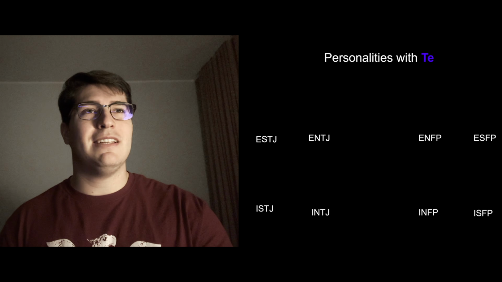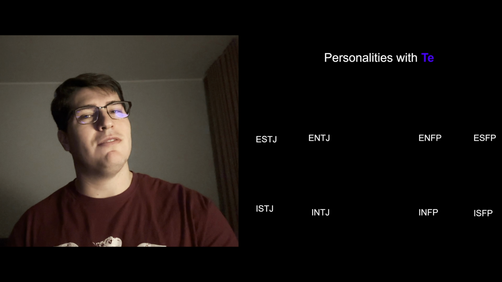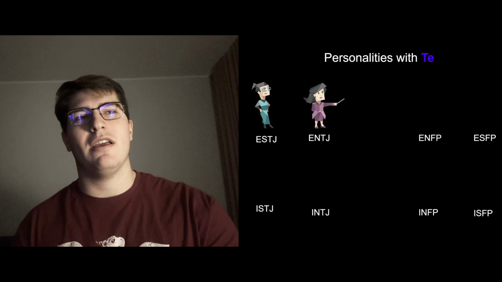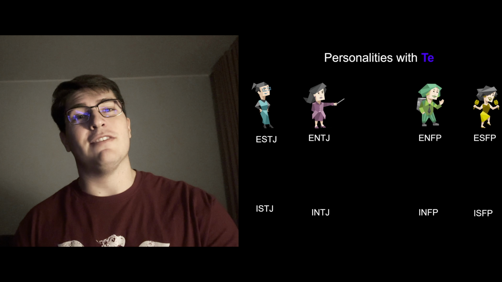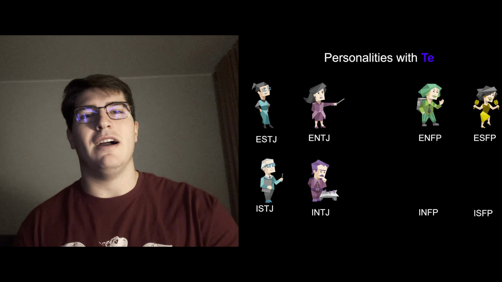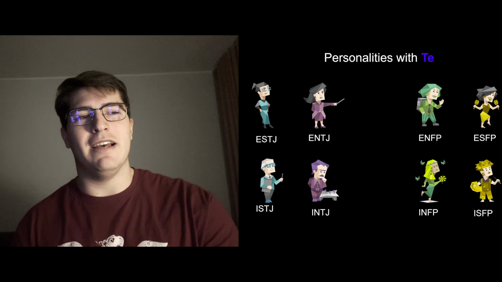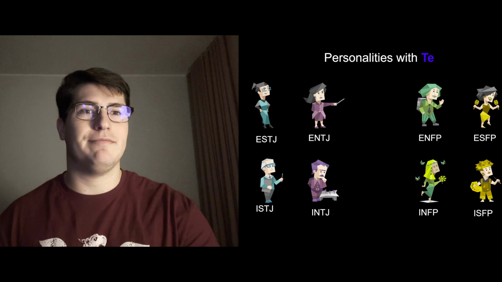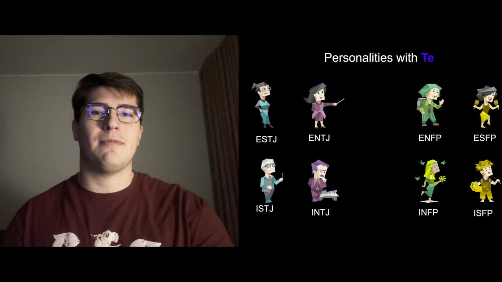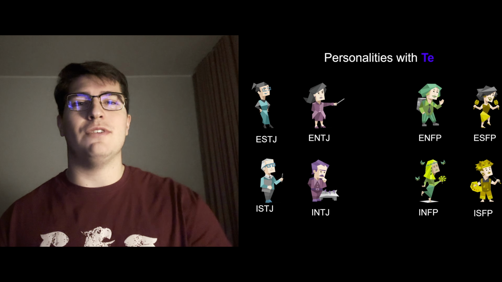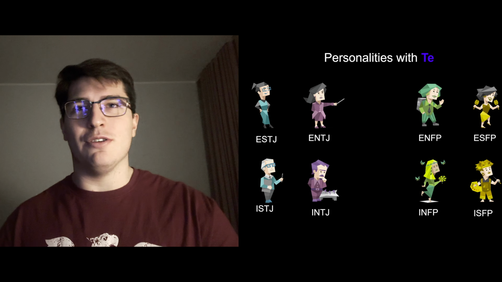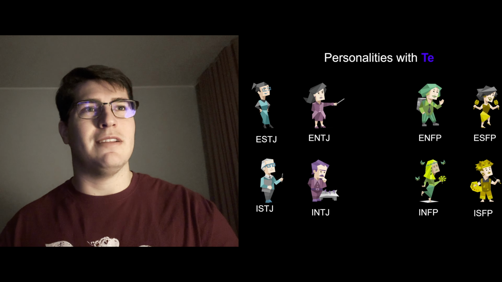Do you know the personalities with T? First, we have ESTJ, then we have ENTJ, ENFP, ESFP, ISTJ, INTJ, INFP, and the ISFP personality. Well, those are the 8 personalities that have the extroverted thinking in their main part of their brain.